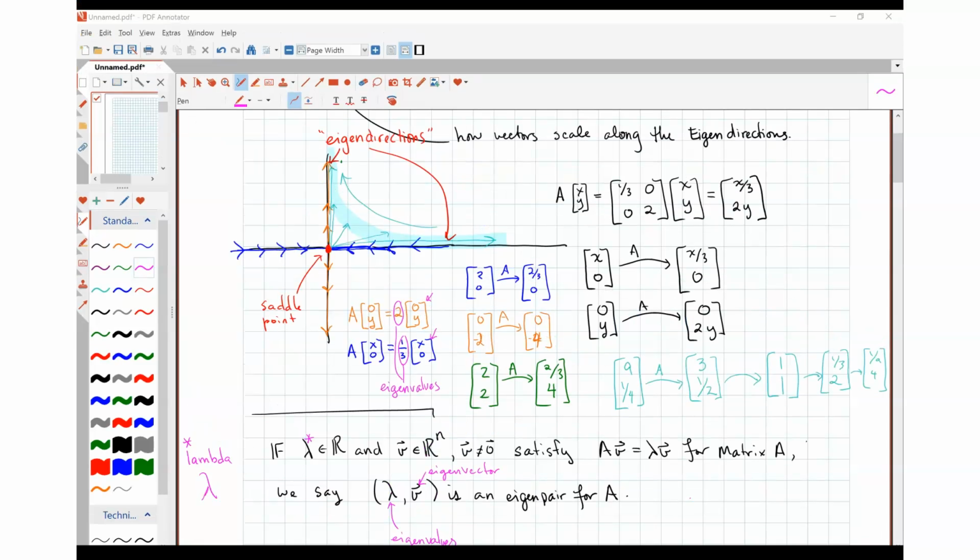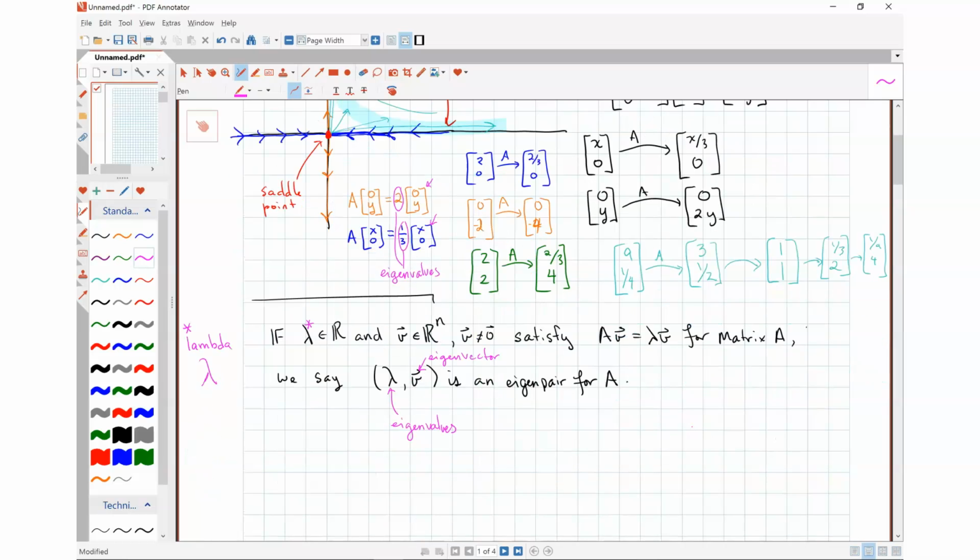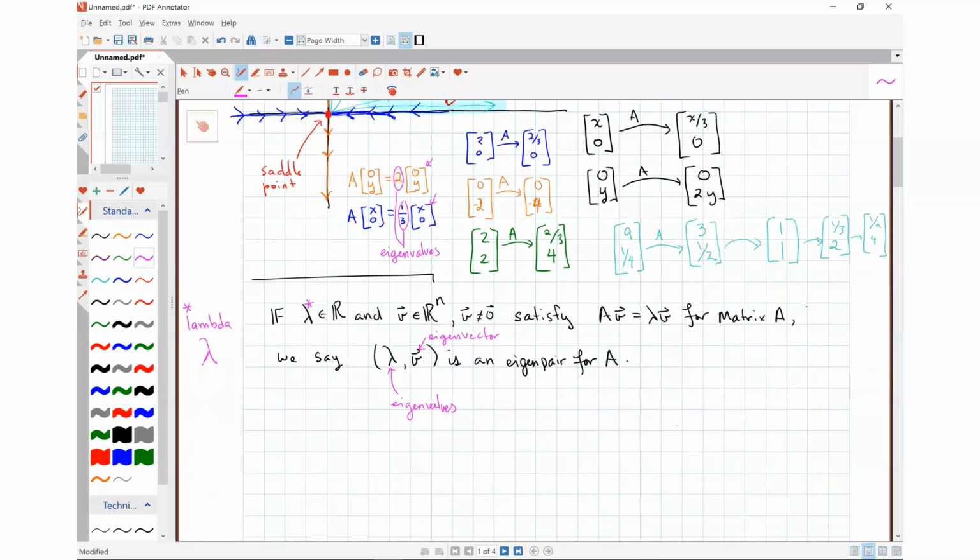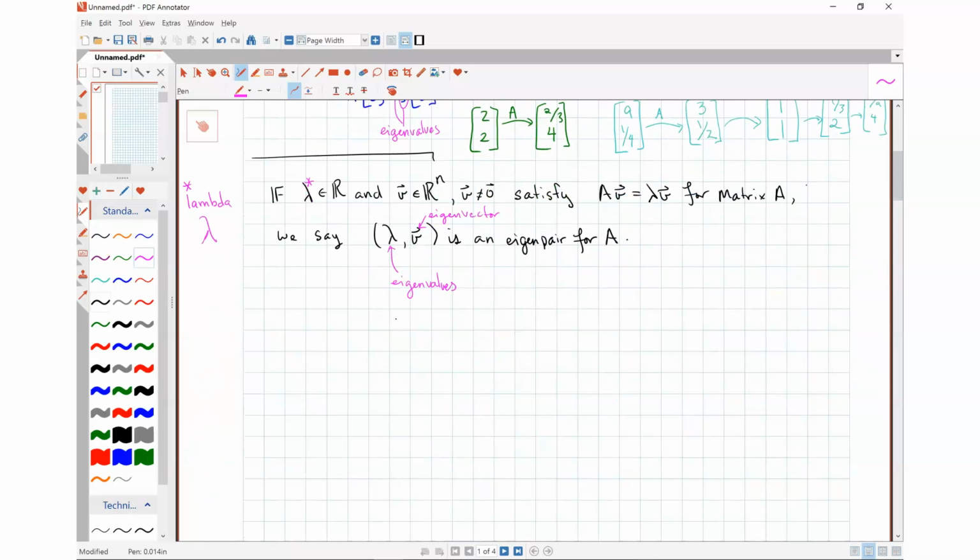Let's do an easy one and a hard one. But we'll do the easy one first because that's what's going to make the most sense. All right, so let's just think about how to find eigenpairs. We'll start with just values for a matrix A.